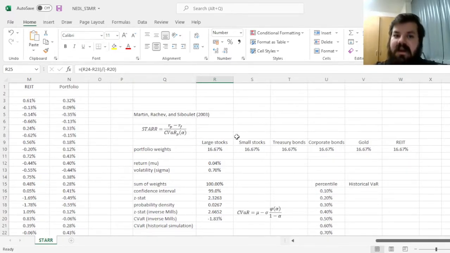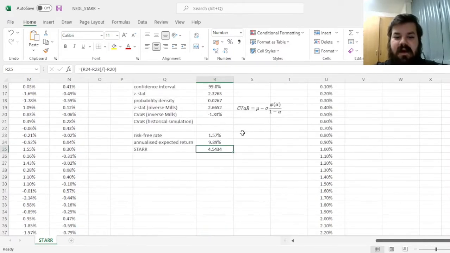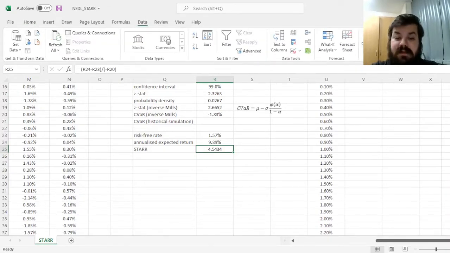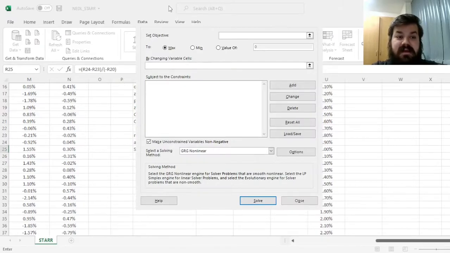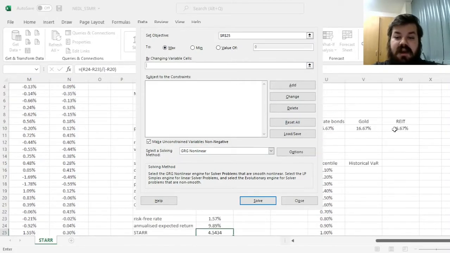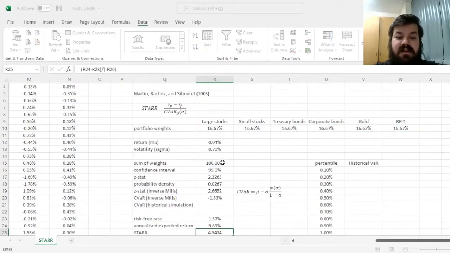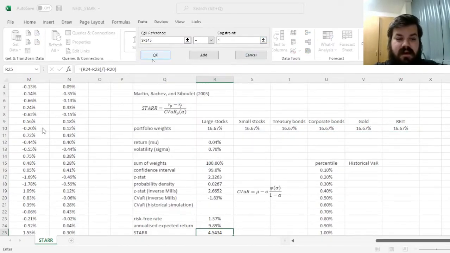Remember that conditional VaR does assume normality, so our output can change drastically depending on which of the models we use, and we'll be able to see that later on. So we go Data, Solver, specify our optimization task. Our objective function is the STARR ratio in cell R25. We seek to maximize it by changing our asset classes' weights, subject to the only constraint that the sum of weights should be equal to 1.